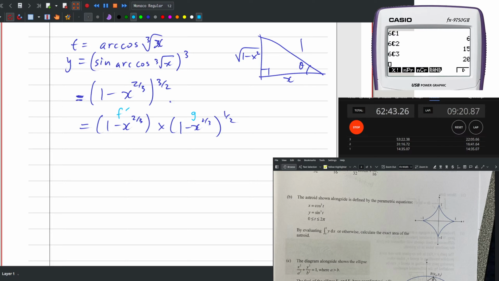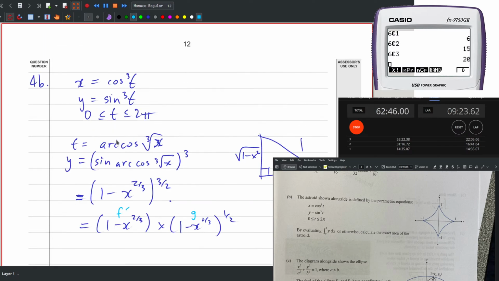Bro, if only this was cos squared t instead of cos cubed t or something. Oh. How does this even work? Okay, so parametric, so cos x cubed, sin x cubed, and then trig, I guess.